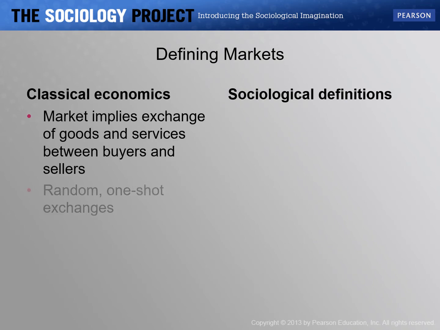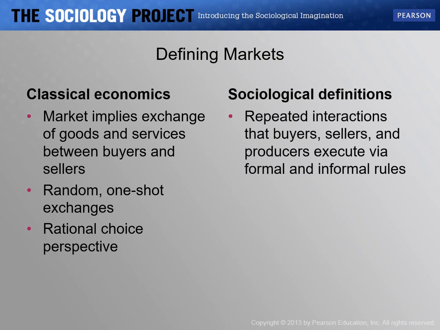So you can compare and contrast classical economics. Market implies exchange of goods and services between buyers and sellers through random one-shot exchanges and a rational choice perspective. The sociological definition, of course, is repeated interactions that buyers and sellers and producers execute through formal and informal rules. There's a shared understanding with these markets. You give, I give.